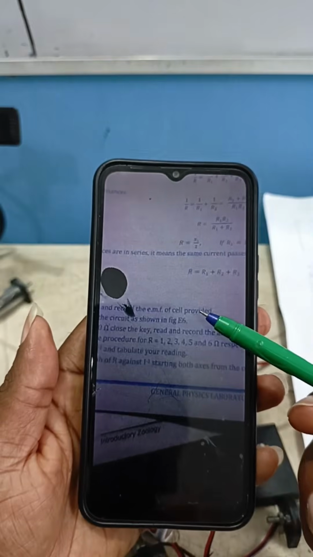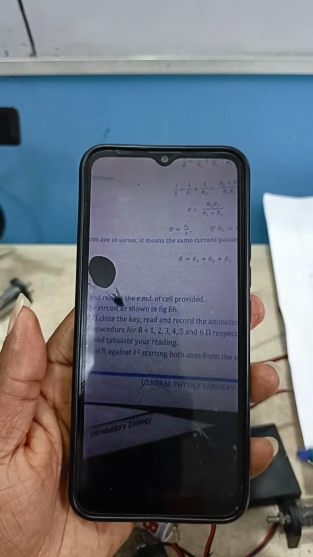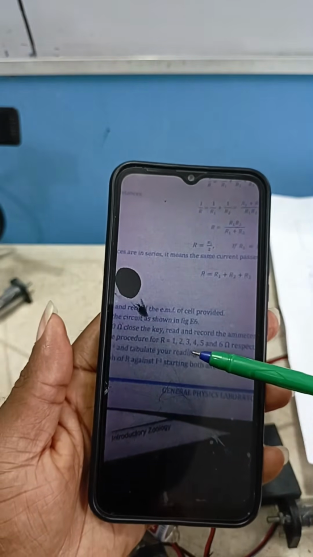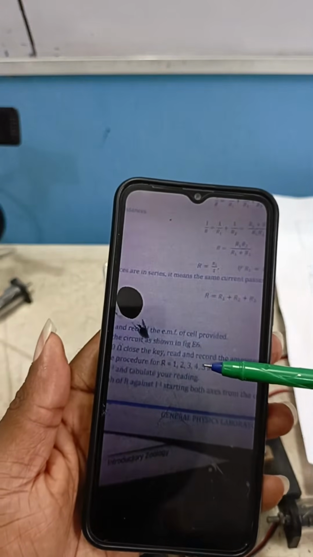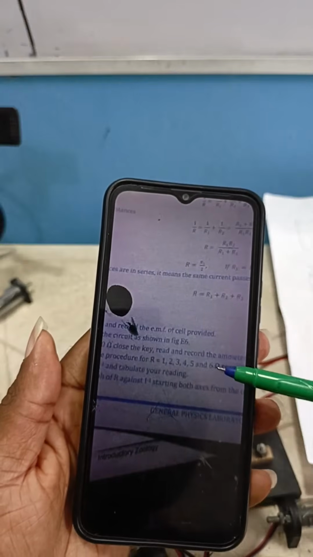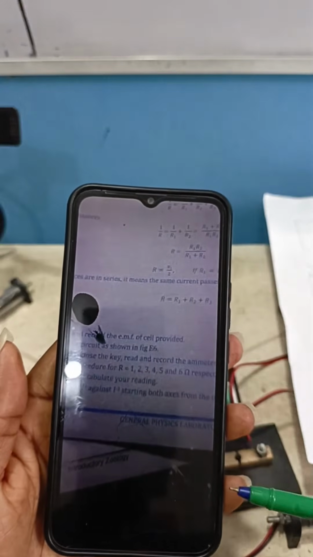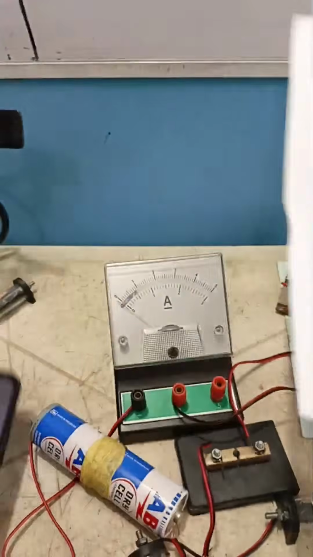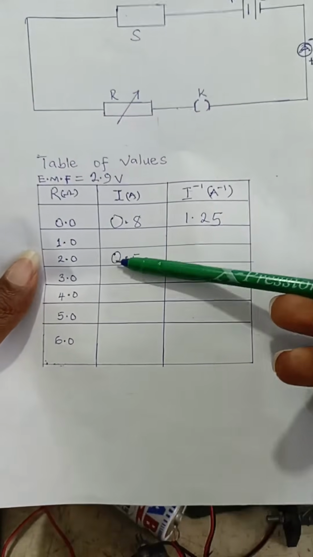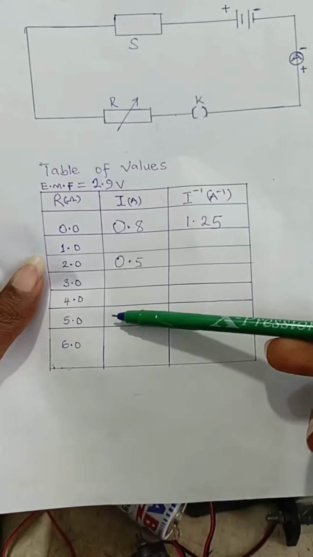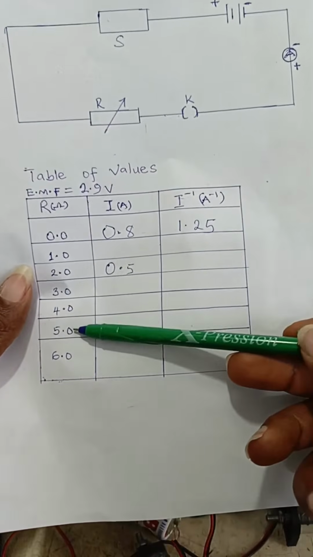I jumped 1 because I didn't have 1 ohm resistance to have used now. I made use of 2. All right. Now, I don't think I have 3 ohms resistance, so I'm going to jump to 5. And if I work for this 5 ohms resistance, you will find out that the current value we are going to get will still be less than this one we obtained for 2 ohms. Why? Because I've increased the resistance to 5 ohms.